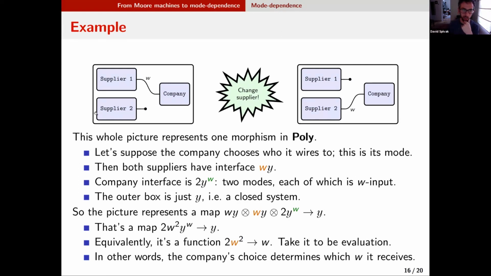And the outer box is a closed box to make things simple. So it's just y. It's got unchanging inputs and unchanging outputs. And so the whole picture represents a map from wy tensor 2y^w to y. And you can write out what that means, and it basically just comes down to a function of sets, 2×w^2 to w. And that would be just evaluation. Okay, but the point here is that all of this, if we use polynomials instead of monomials, then we can get this mode-dependent wiring diagram stuff, where the company's internal state determines who it wires to.